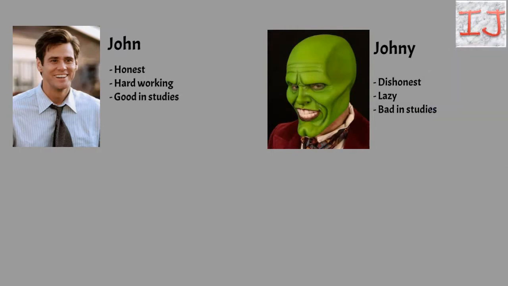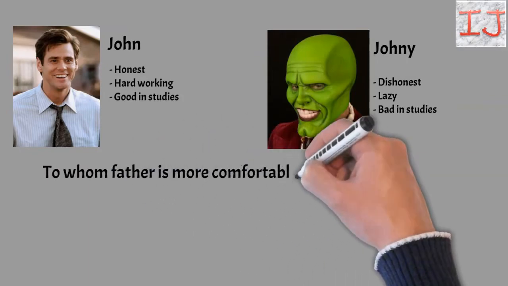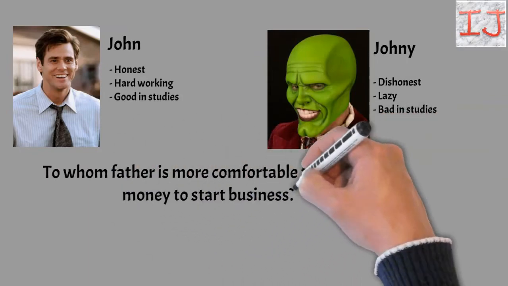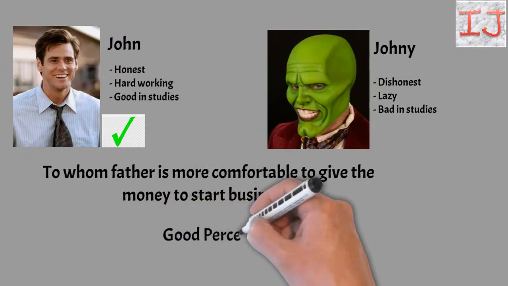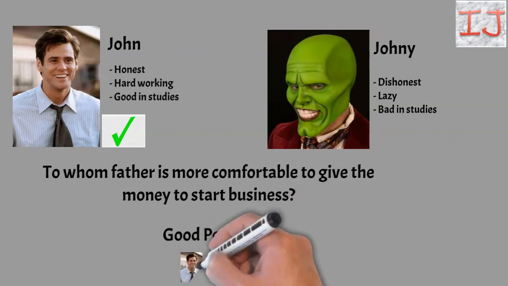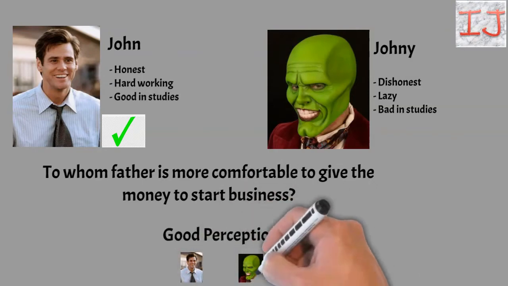One day both of them went to their father. They want to start a business individually and want money for that. So, to whom will the father be more comfortable giving the money to start a business? Of course, to John. It is not hard to guess the reason. It is because John has a good reputation, that his father has a good perception towards John.